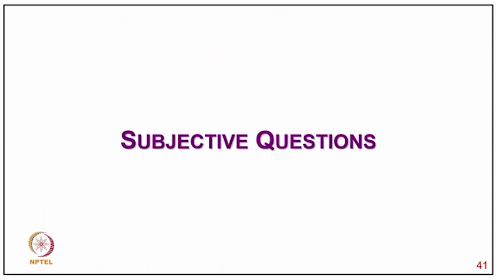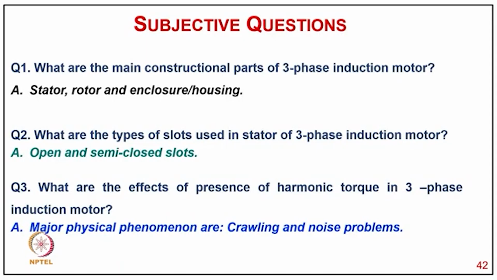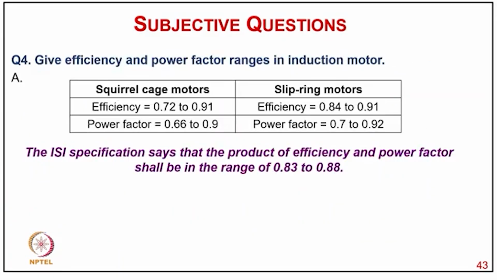Now coming to the subjective questions. What are the main construction parts of a three-phase induction motor? Stator, rotor, enclosure, and housing. What are the types of slots used in stator of three-phase induction motor? Open and semi-closed slots. What is the effect of presence of harmonic torque in three-phase induction motor? Major physical phenomena are cogging and noise problems.